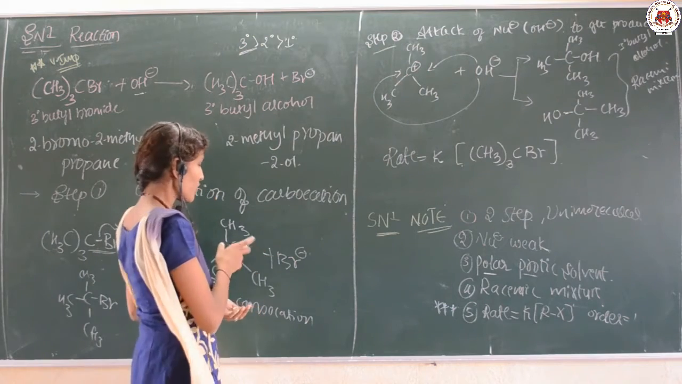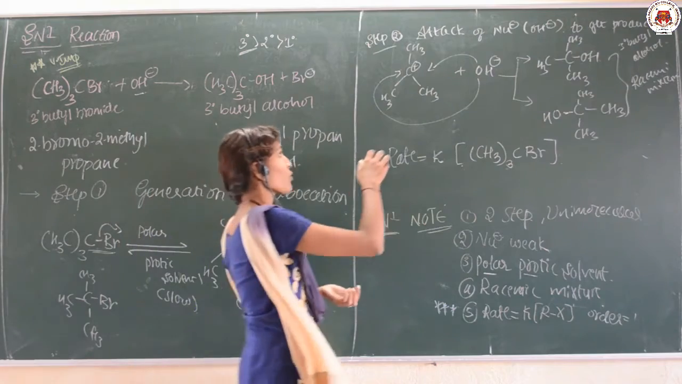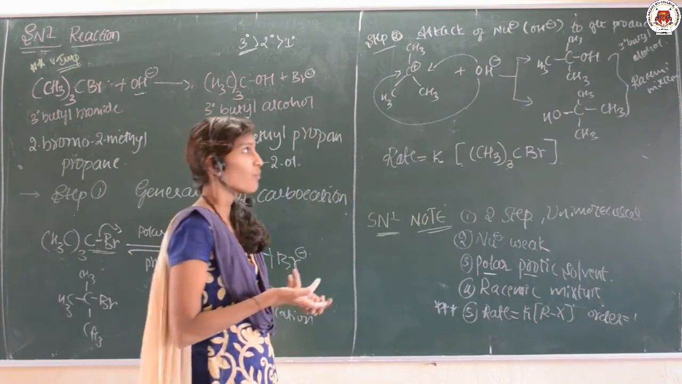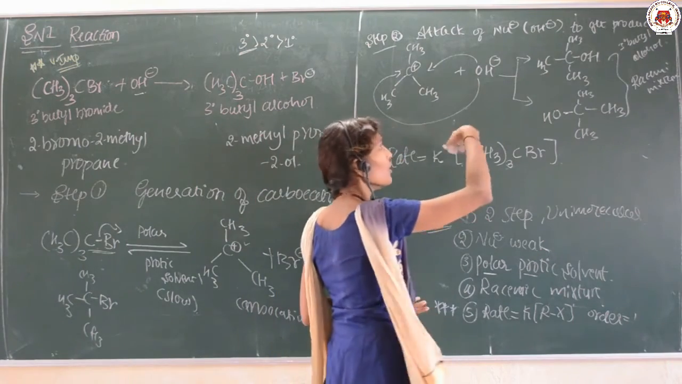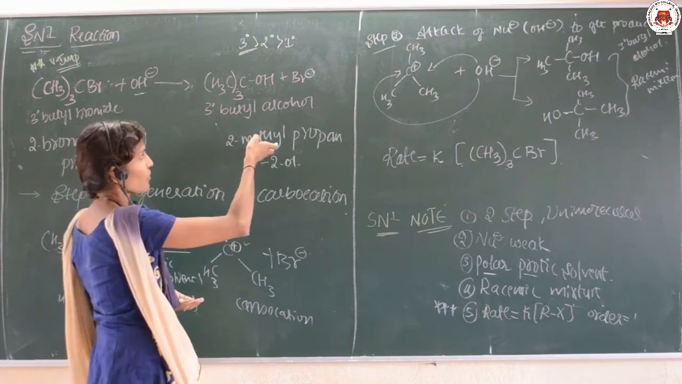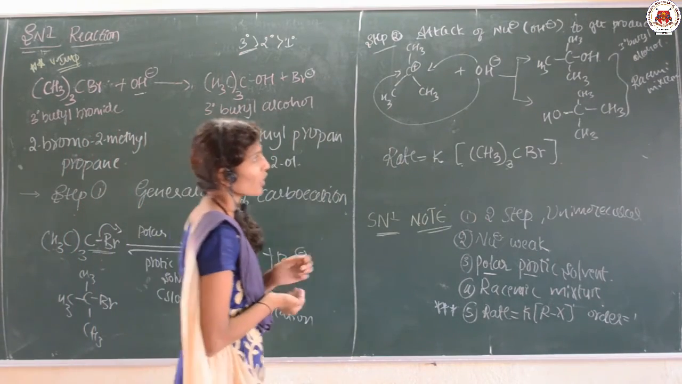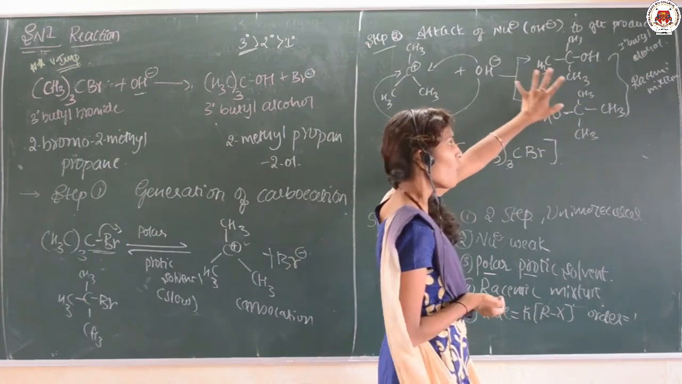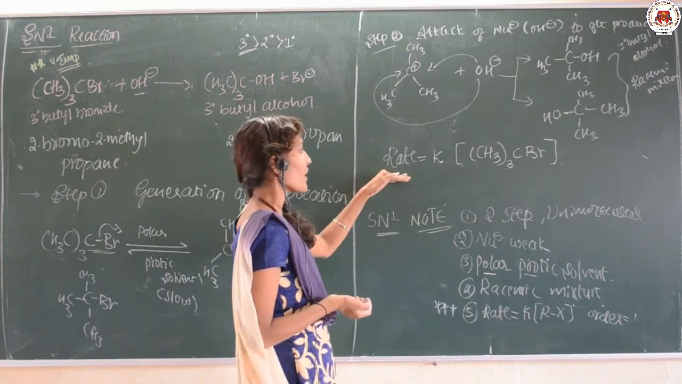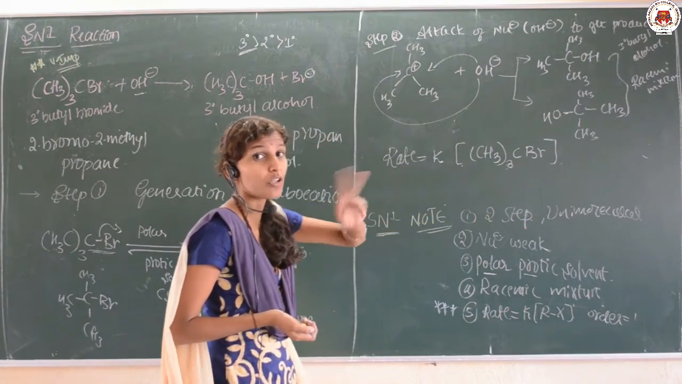When the carbocation is generated in the first step, in the second step, what is going to attack that carbocation? The nucleophile OH minus is going to attack. When the nucleophile attacks, you are going to get the racemic mixture. In that, we can take the product as tertiary butyl alcohol. So tertiary butyl alcohol is the product which we are going to get, and the rate is directly proportional to the concentration of the alkyl halide, not the nucleophile.